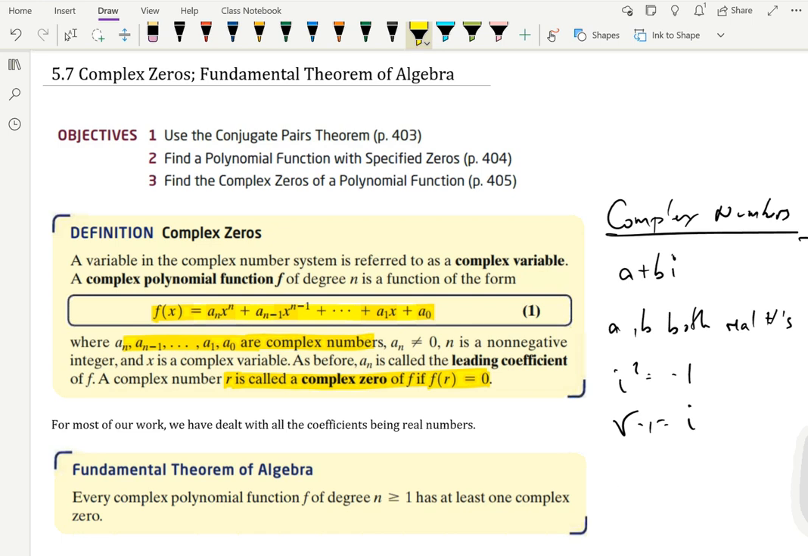So what does that complex zero look like? Well, that complex zero could look like just a, it could look like bi, or it could look like a plus bi. If we have degree 1 or more, we have to have a solution that looks like one of these. Absolutely has to happen. That's what our fundamental theorem of algebra is talking about in this particular case.